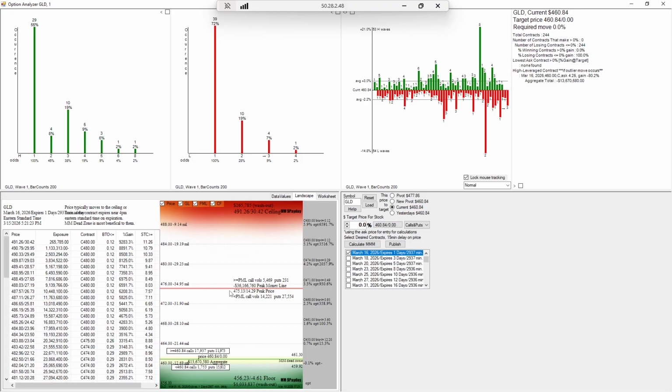The next one is the PML. It's this red line. PML stands for peak money line. Market makers are uncomfortable holding their positions at this price. So price usually rejects or it moves quickly through this price range.